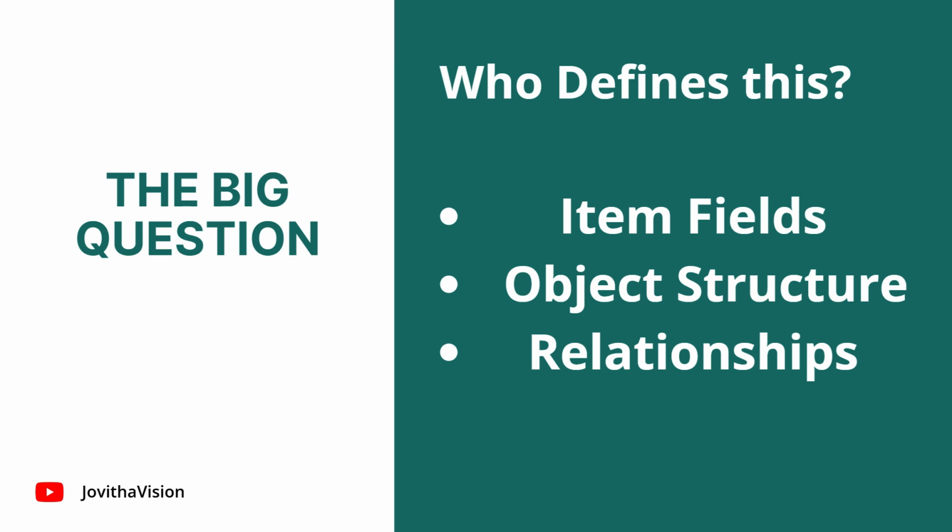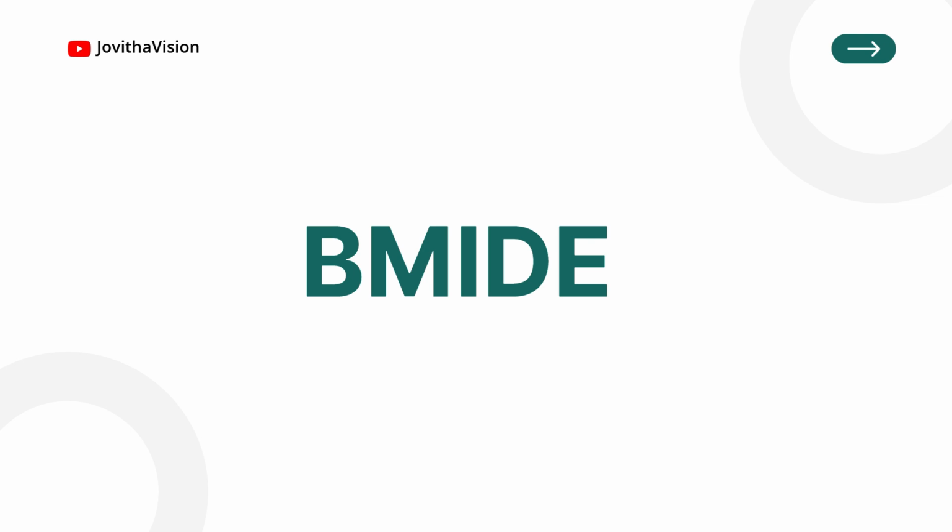Let me ask you something. In the Active Workspace video, when you created an item, did you ever wonder who decides that the item should have an item ID, name, description and revision? Who decides those fields? Is Teamcenter just magically generating them? No, right? That structure is defined somewhere, and that somewhere is BMIDE.